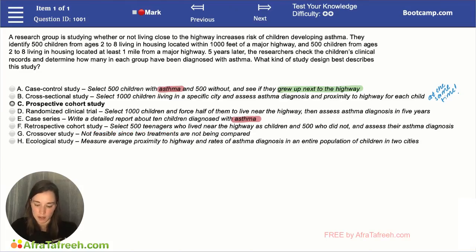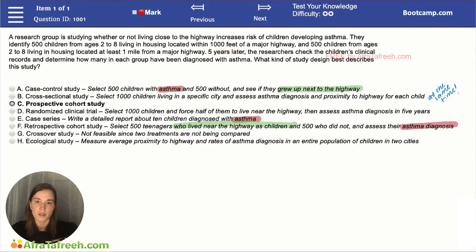To make this a retrospective cohort study, we would still select participants based on their exposure history. So we could select 500 children who, in the past, lived near the highway as children, and 500 who did not. And then we would assess their asthma diagnosis. So we would assess the outcome. And notice that in this situation, everything is happening either in the past or present, and nothing is happening in the future, unlike in the study initially described in the question stem.